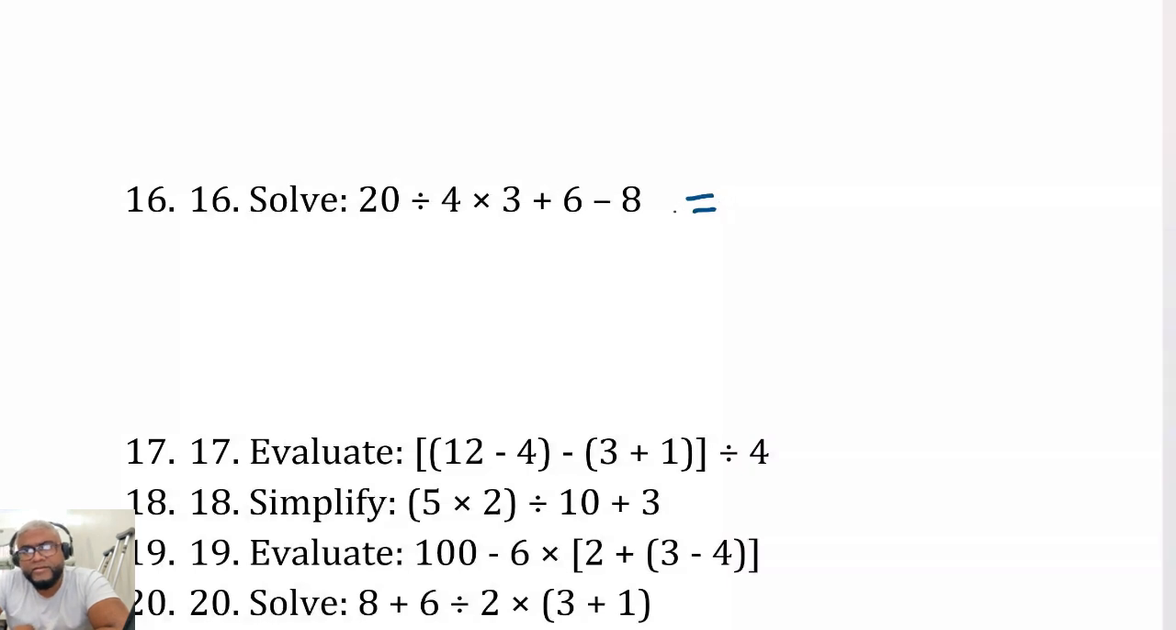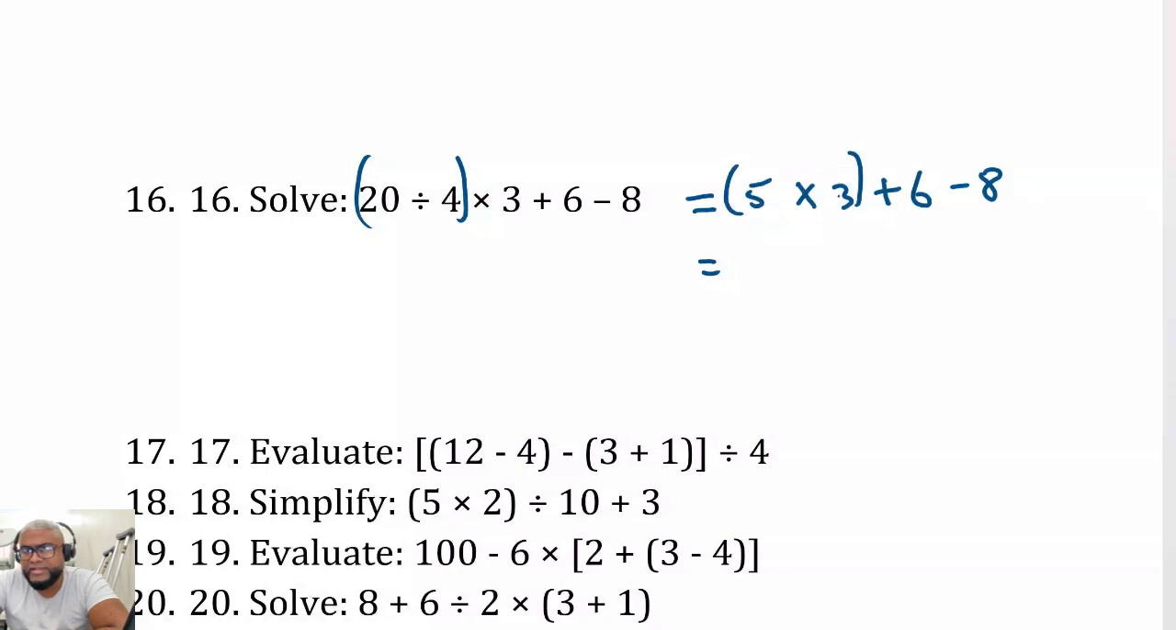So first you have to deal with the division and then the multiplication. Right. So let me do the division first, right? So 20 divided by 4 will give you 5. 5 multiplied by 3 plus 6 minus 8. I put back everything else, right? And then what are we dealing with next here? And then we're dealing with the multiplication.